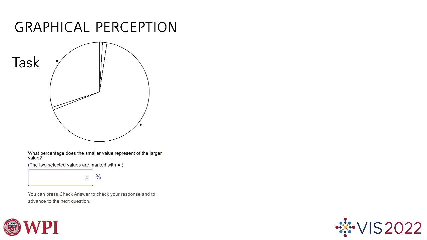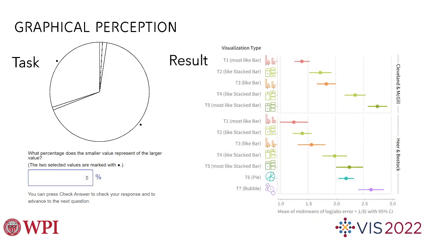Cleveland-McGill's graphical perception experiment is the widely used one to measure people's graphical perception on different visual channels, and it has been duplicated by many researchers a lot of times. The task is fairly simple. We present a chart with two highlighted components and ask the question, what percentage does the smaller value represent of the larger value? The result is also very straightforward. We care about the difference between the actual answer and the given answer.